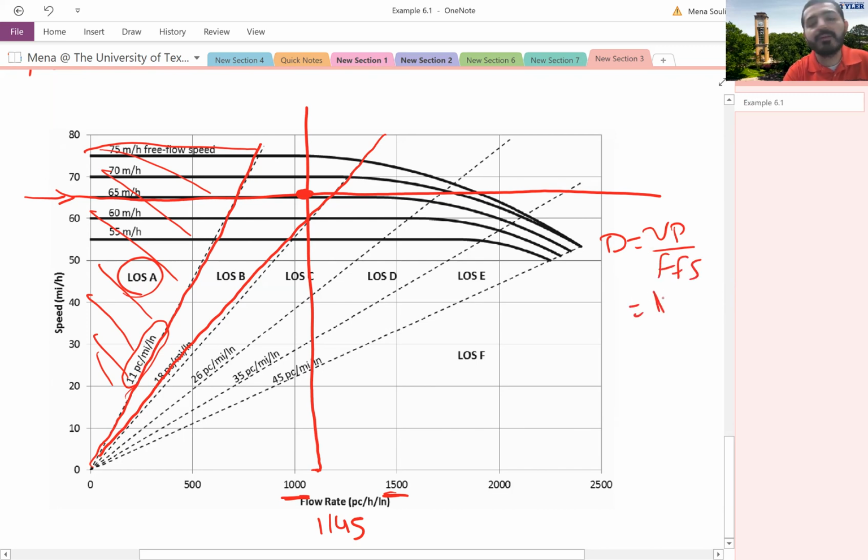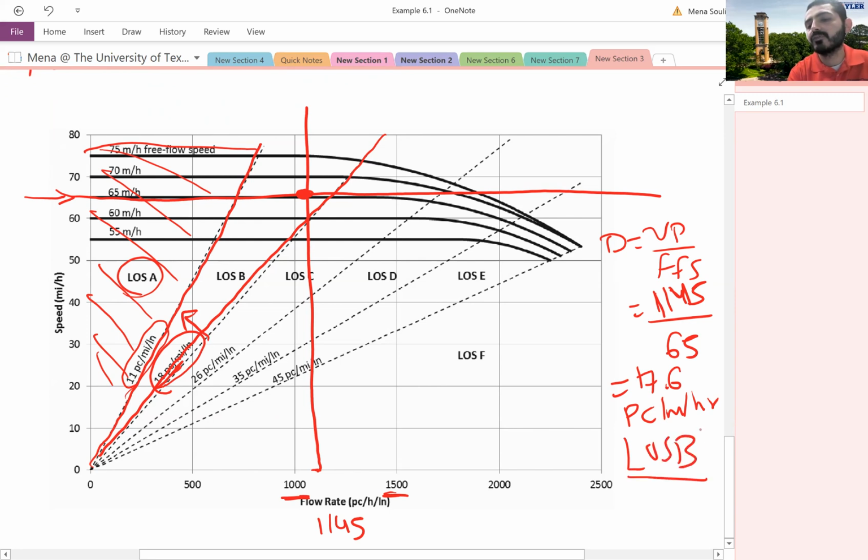So VP is 1145 over the free flow speed 65, and therefore the density is actually 17.6 passenger cars per mile per lane. So it's almost borderline, but it's 18 or less, therefore it's level of service B. So either way, you can just connect the dots between the free flow speed and the flow rate and obtain it like here, and that would be level of service B for this triangle.